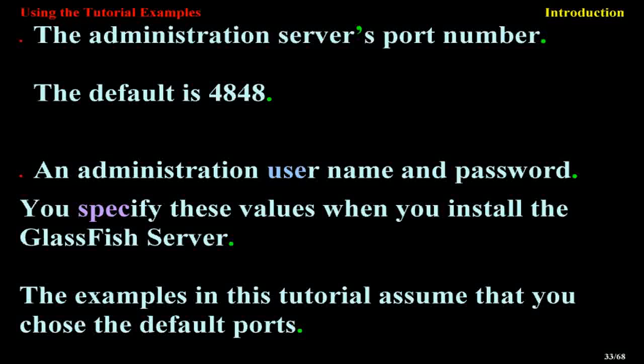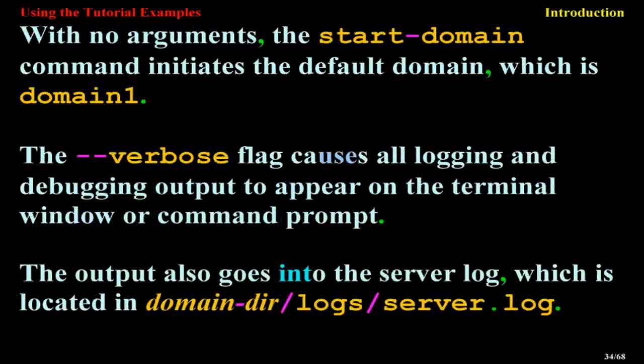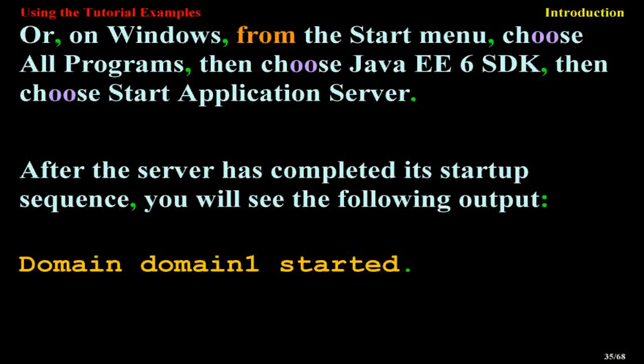The examples in this tutorial assume that you chose the default ports. With no arguments, the start-domain command initiates the default domain, which is domain1. The verbose flag causes all logging and debugging output to appear on the terminal window or command prompt. The output also goes into the server log, which is located in domain-dir/logs/server.log. Or, on Windows, from the Start menu, choose All Programs, then choose Java EE6 SDK, then choose Start Application Server.